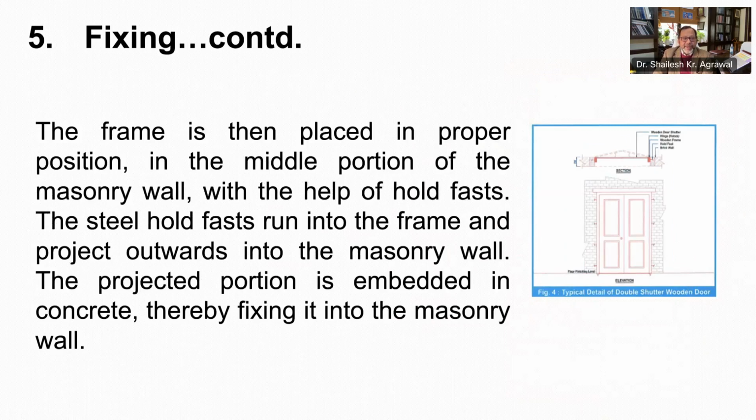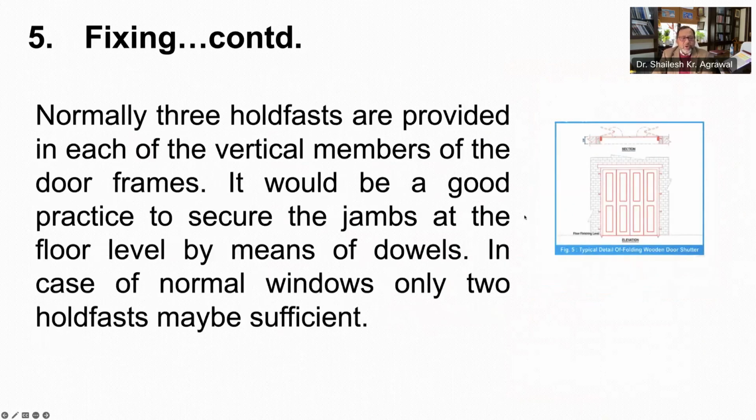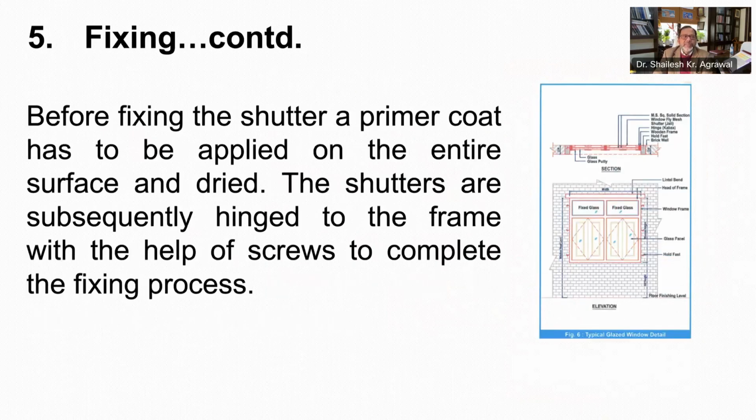The frames are then placed in proper position in the middle portion of the masonry wall with the help of holdfast. The steel holdfast run into frame and project outwards into masonry wall. The projected portion is embedded in concrete, thereby fixing it into masonry wall. The next step is normally 3 to 4 hold fasts are provided in each of the vertical member of the door frames. It is good practice to secure jambs at all floor levels by means of dowels. In case of normal windows, 2 hold fasts may be sufficient.